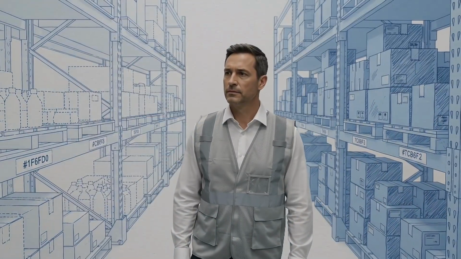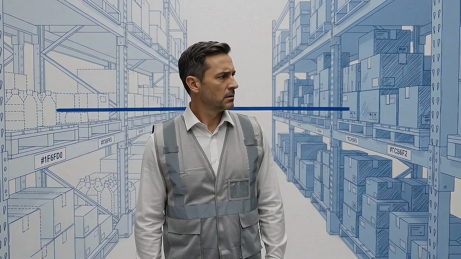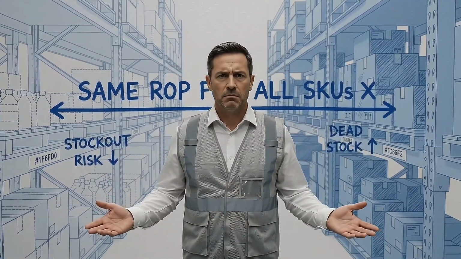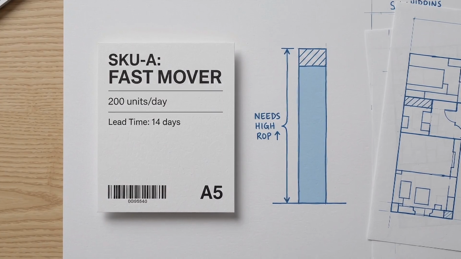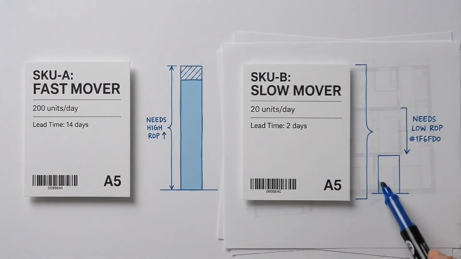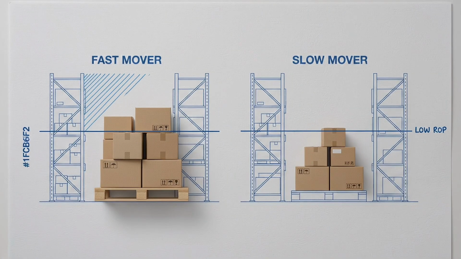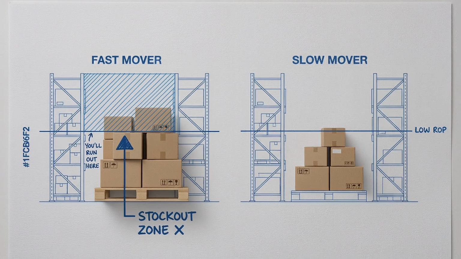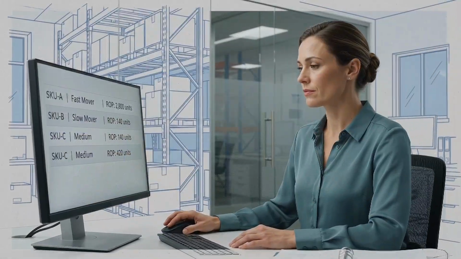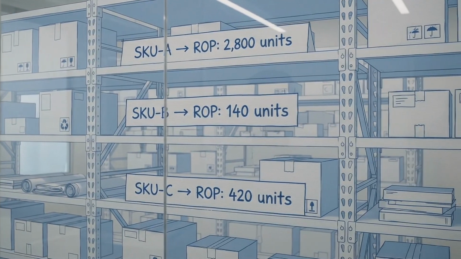Here is where most warehouse operations quietly fall apart. They set one blanket reorder point for every SKU in the warehouse and walk away. A fast-moving SKU with a 14-day supplier lead time needs a dramatically higher reorder point than a slow mover you can restock in 2 days. Apply the same threshold to both, and you guarantee stockouts on your best sellers and dead stock piling up on your shelves. Every SKU requires its own ROP based on its own sales velocity and supplier lead time.